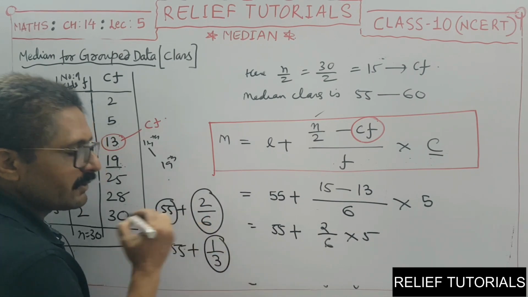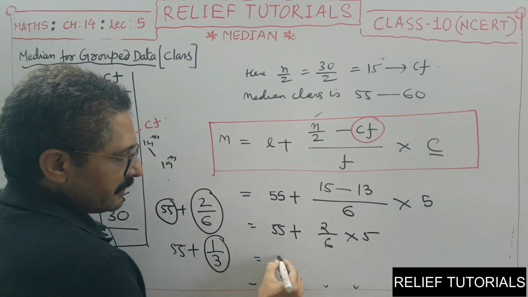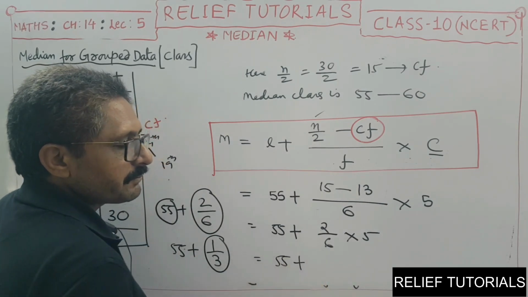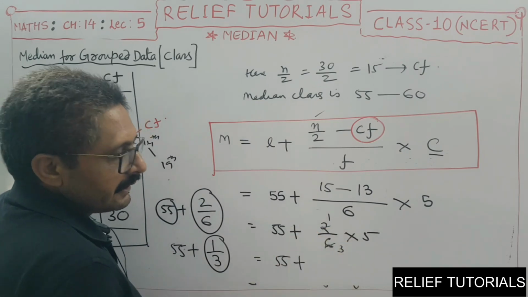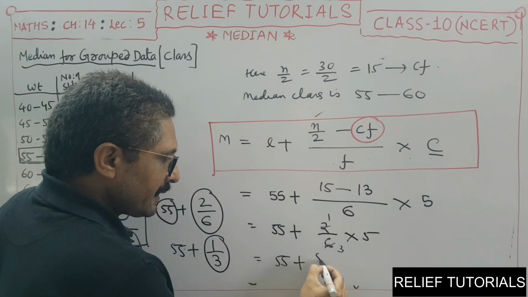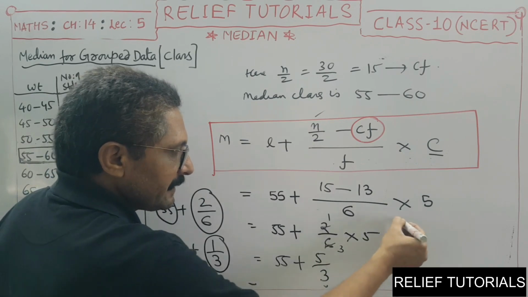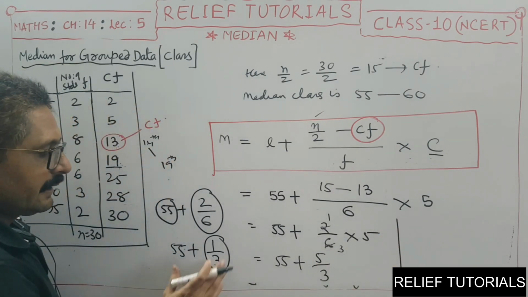Now we will divide this 1/3. So 55 plus, 2 ones are 2, 3s are 6, now 1 into 5. So what you will get, 5/3. Are you understanding?